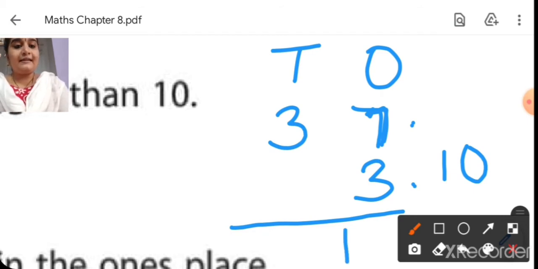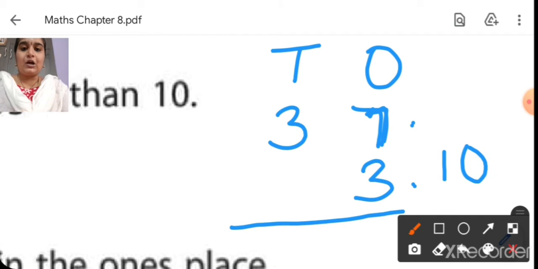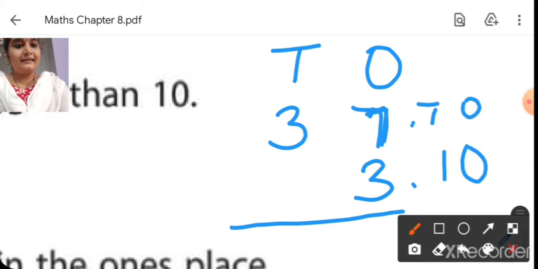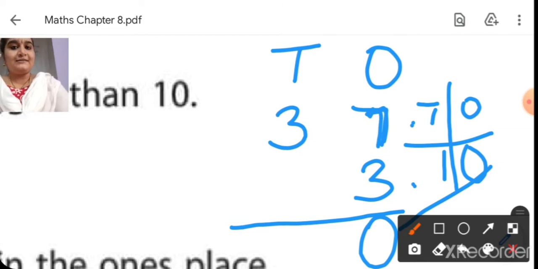Children, we cannot write 10 here, right? We can write only one number in the ones place. We cannot write two numbers in the ones place. So we are writing it outside. After writing 10 outside, you are going to separate this into tens and ones. What is there in the ones place? 0, right? Write 0 below the ones place.